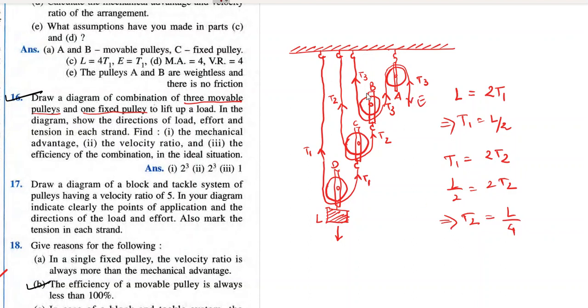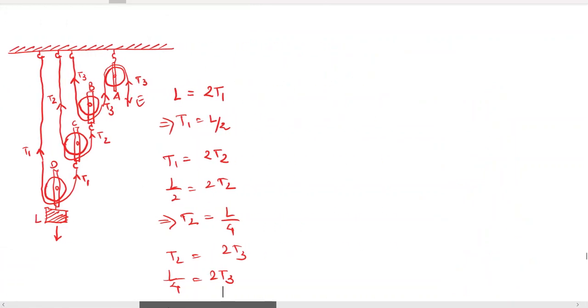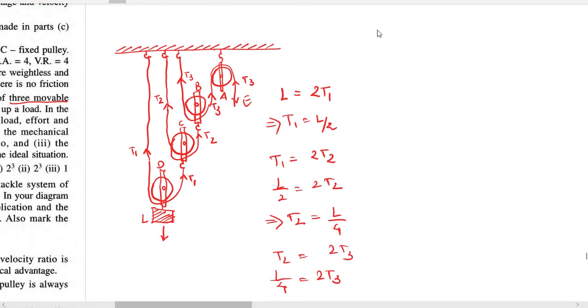And if you see, T2 is balanced by 2T3. Okay. So T2 is equal to 2T3. T2 is L by 4, which is equal to 2T3. So that means T3 is equal to L by 8.